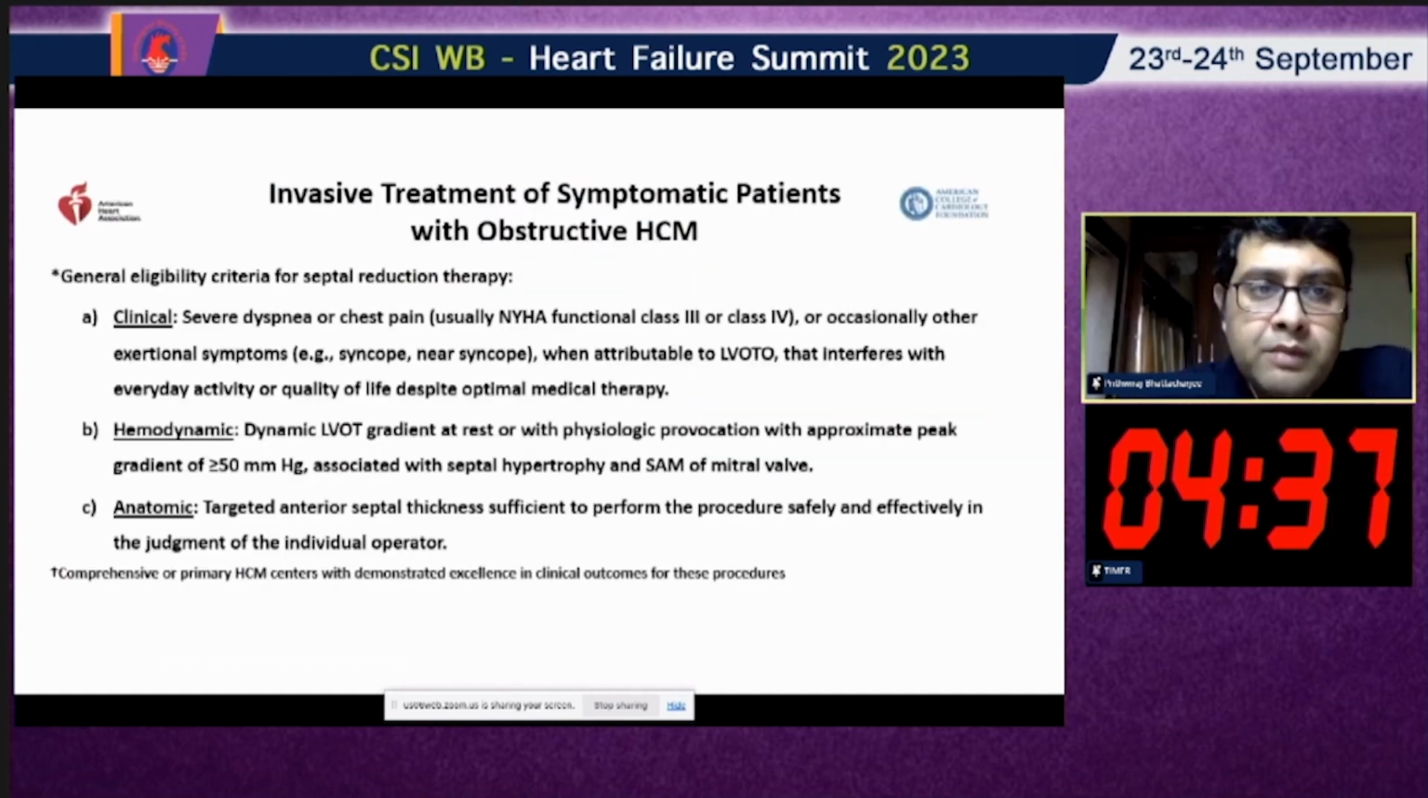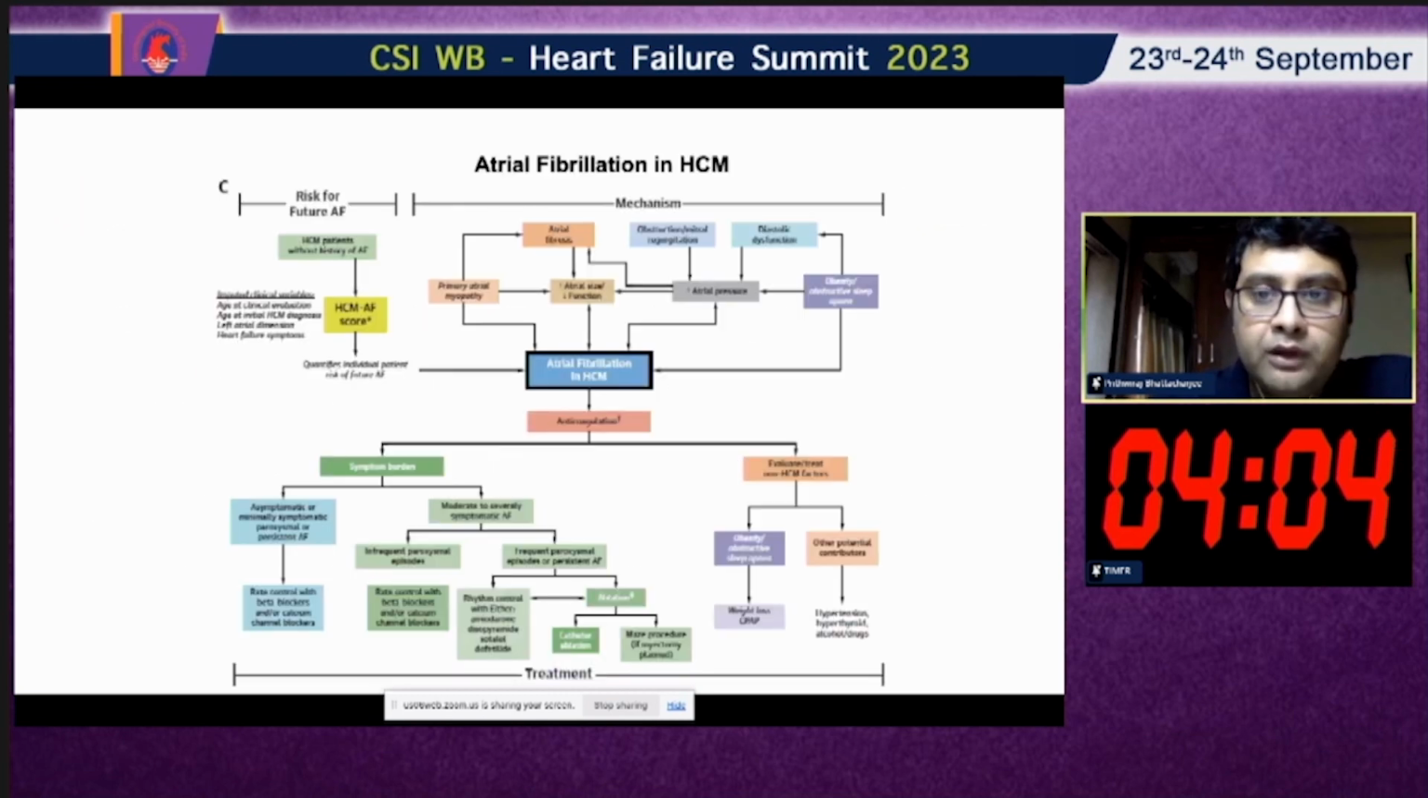For invasive treatment of symptomatic patients, there are some general eligibility criteria. These include severe dyspnea or chest pain, NYHA class 3, 4 symptoms, or occasionally exertional syncope or near-syncope, when attributable to LVOT obstruction. Hemodynamics: dynamic LVOT gradient at rest or with physiologic provocation, with a peak gradient of more than or equal to 50 mmHg, associated with septal hypertrophy. The anatomic criterion is targeted anterior septal thickness sufficient to perform the procedure safely and effectively, in the judgment of the individual operator.